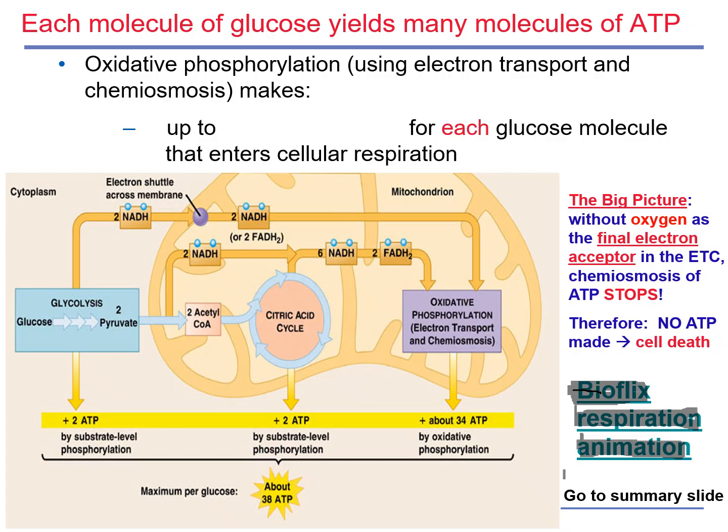Each molecule of glucose yields many molecules of ATP. Oxidative phosphorylation using electron transport and chemiosmosis makes up to 34 ATP molecules for each glucose molecule that enters cellular respiration. The max would be 38 in total. The big picture is that without oxygen as the final electron acceptor in the ETC, chemiosmosis of ATP stops, and therefore no ATP is made and the cell dies.